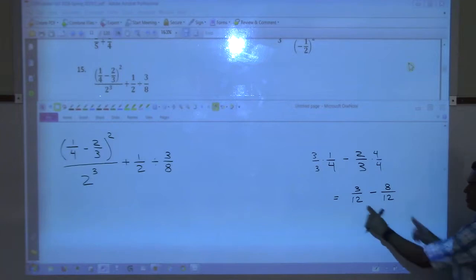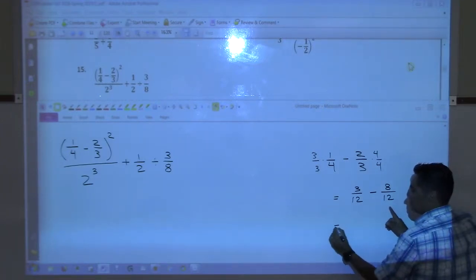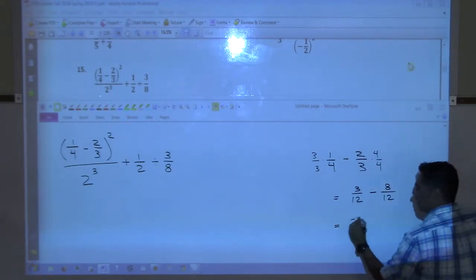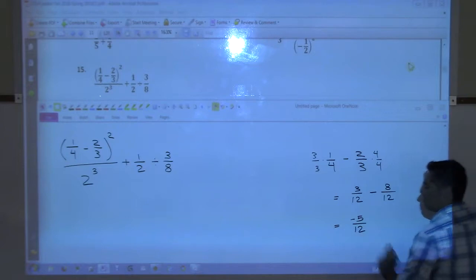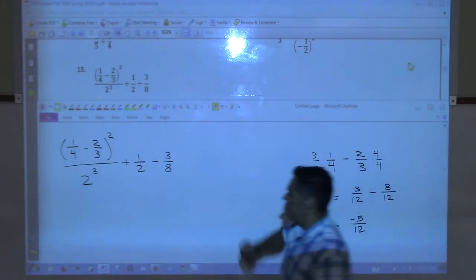And then to do this, since you have the same denominator, Anissa, what do you do? You just subtract, right? So 3 take away 8 gives you -5/12, right? I'm doing this on the side. This is like a little scratch work I did on the side. Now I'm going to come back over here and plug it in here.